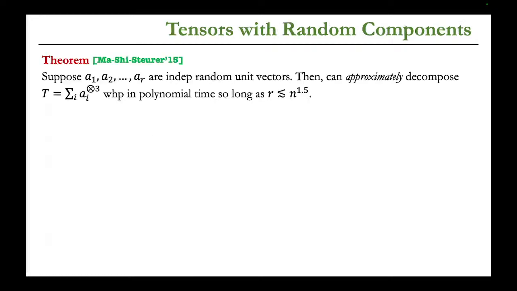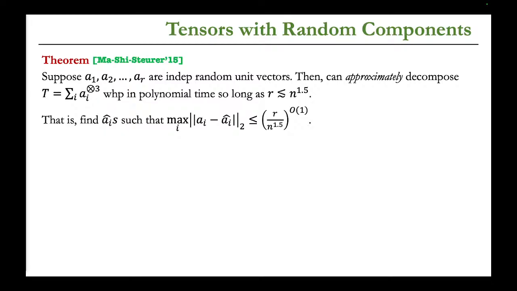So let me tell you what's known about this. If the components are random, it turns out that there is a completely different set of techniques that actually go far beyond constant times n. In fact, they handle nearly n to the 1.5 rank tensors. So here's the result of Ma, Shi, and Steurer. They prove that, let's say a_1, a_2, ..., a_r are random unit vectors, and now you form the tensor with the a_i's as components, and you ask, can I decompose it? And they show that here you can actually get approximate decomposition.